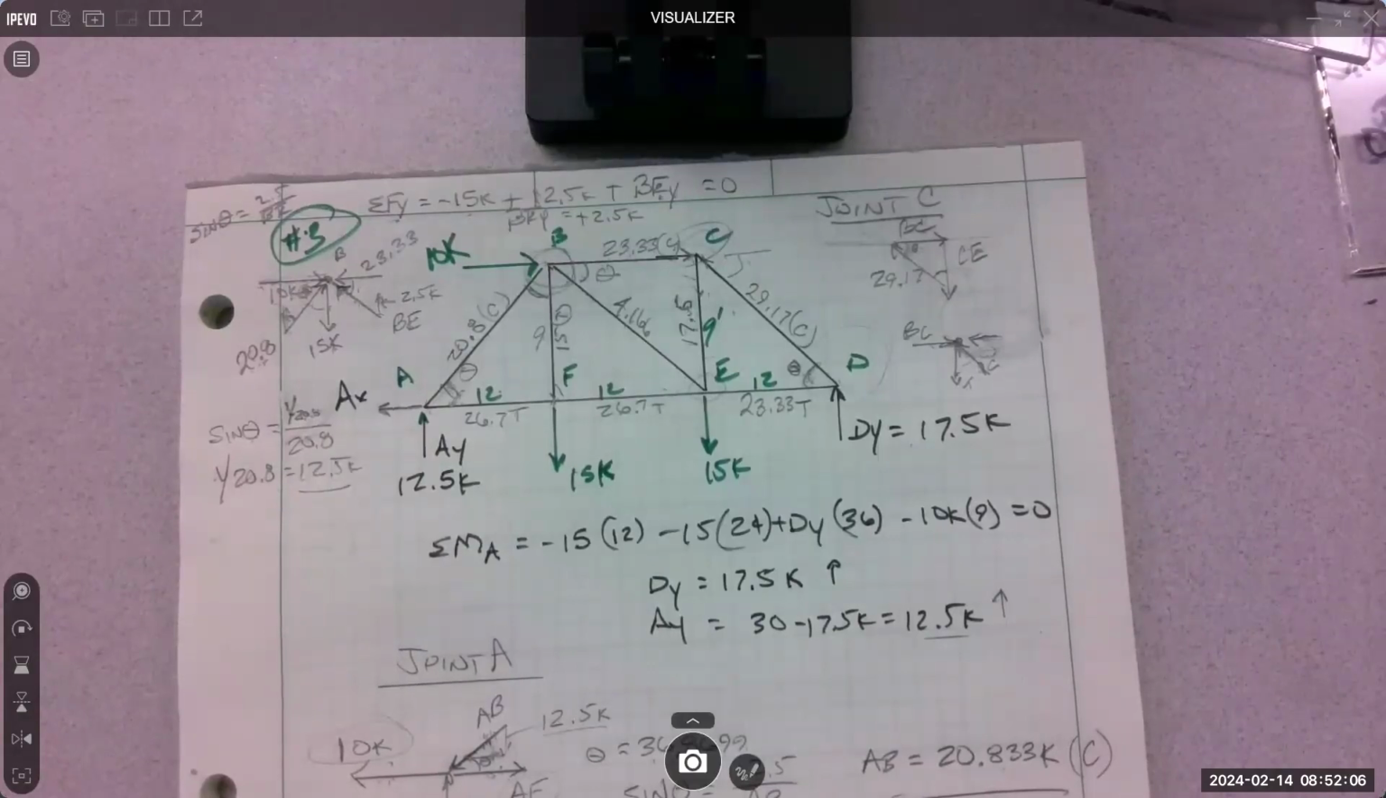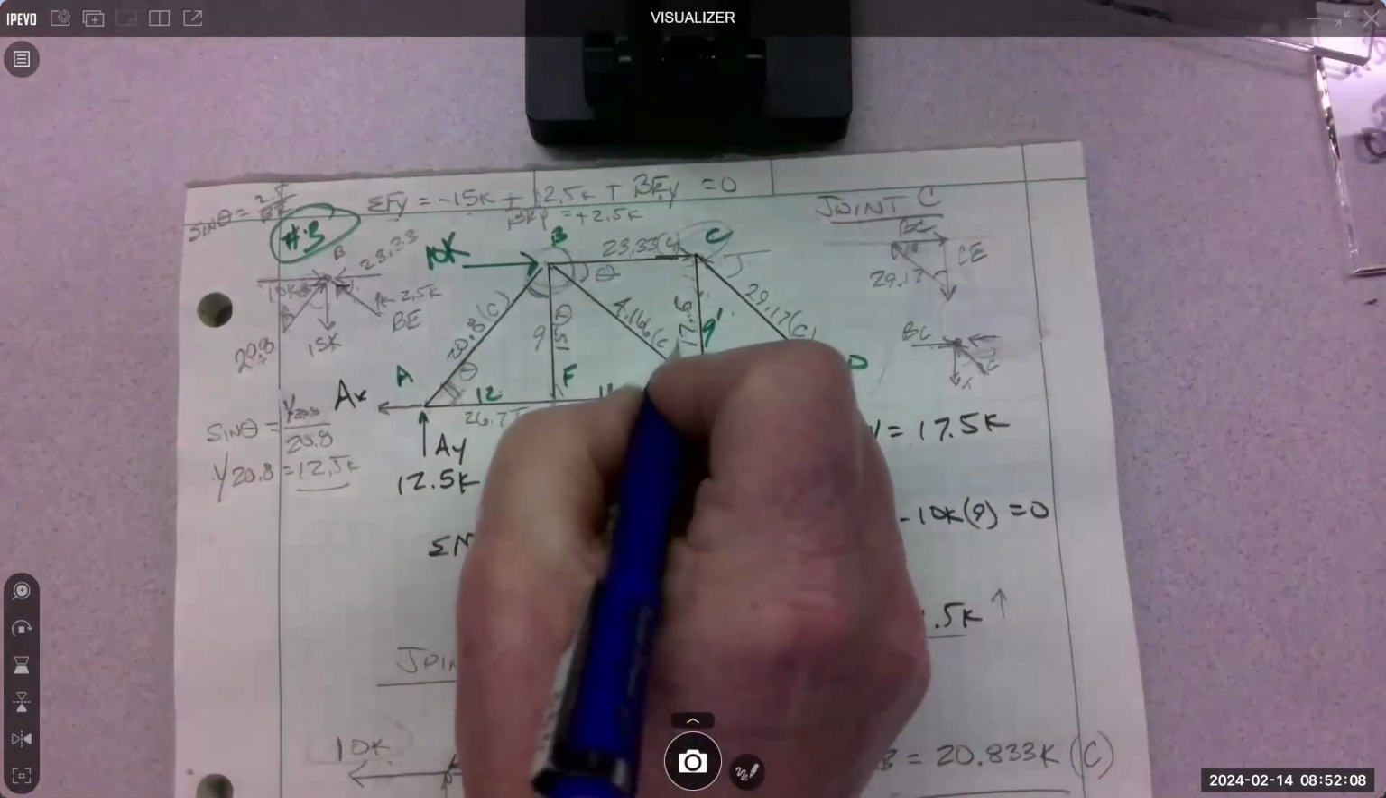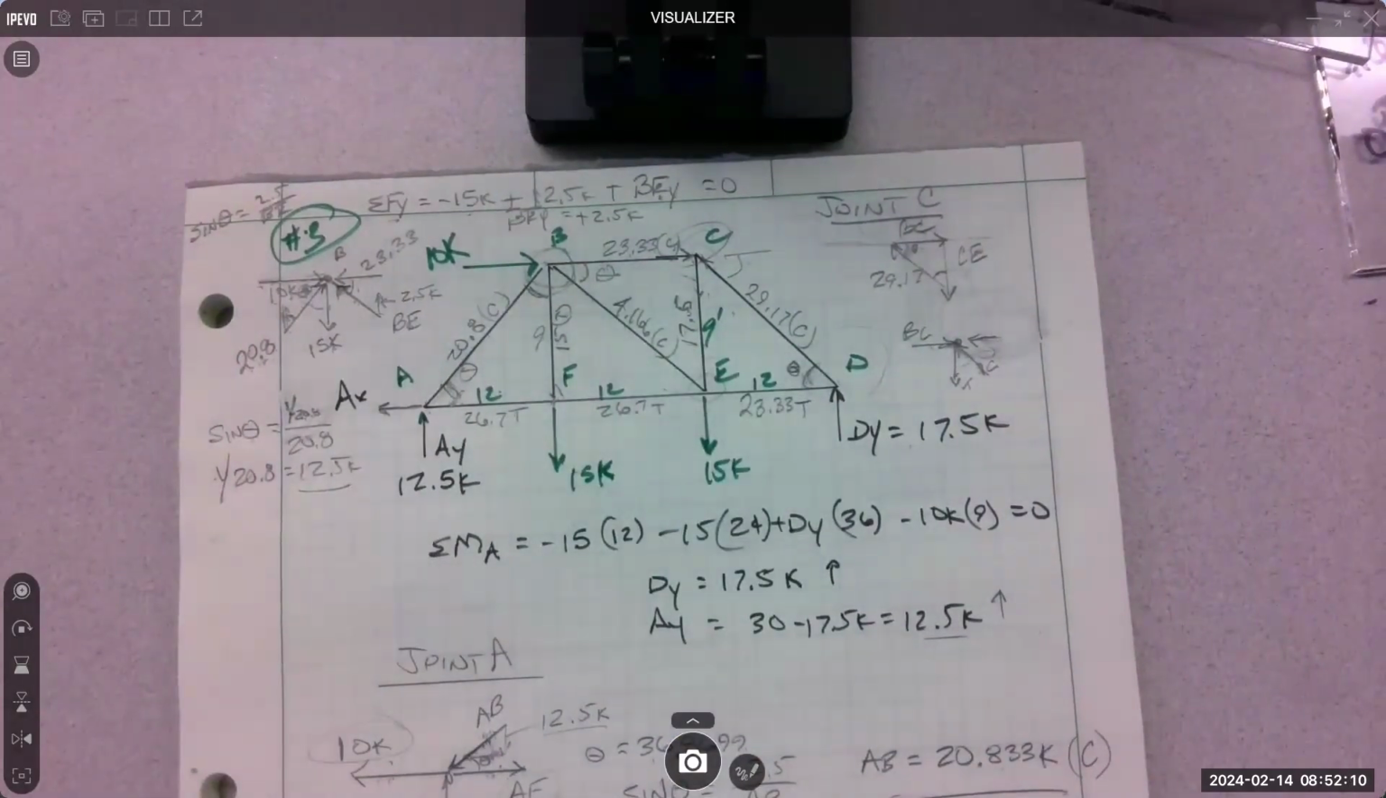And it points into the point, so it is compression. That's a crazy truss. Pretty typical truss. About the same number of members as a roof truss. It's a different style of truss, a bridge truss.